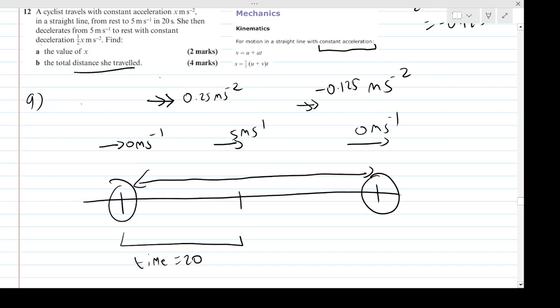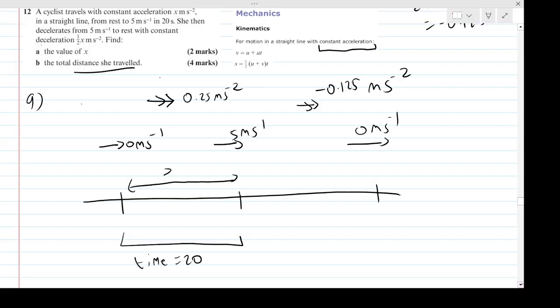So what I need to do is essentially split it into two parts, right? If I split the distance, I'll call this part x meters, and this part y meters. Now I've solved the problem, because in the first half the acceleration is just 0.25, and in the second part the acceleration is minus 0.125. So I'm going to apply the formulas to these two parts.